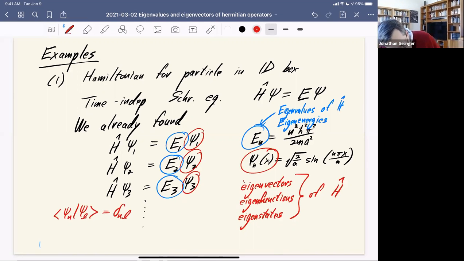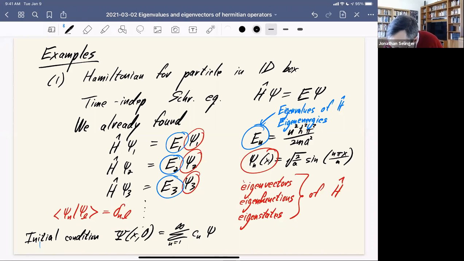And we also found that any arbitrary initial condition can be written as the sum of these different states. Right, and that's using the Fourier series, right? And so we wrote the initial condition, that is, psi of x at time t equals zero is a sum of some cn times psi n of x, like that.